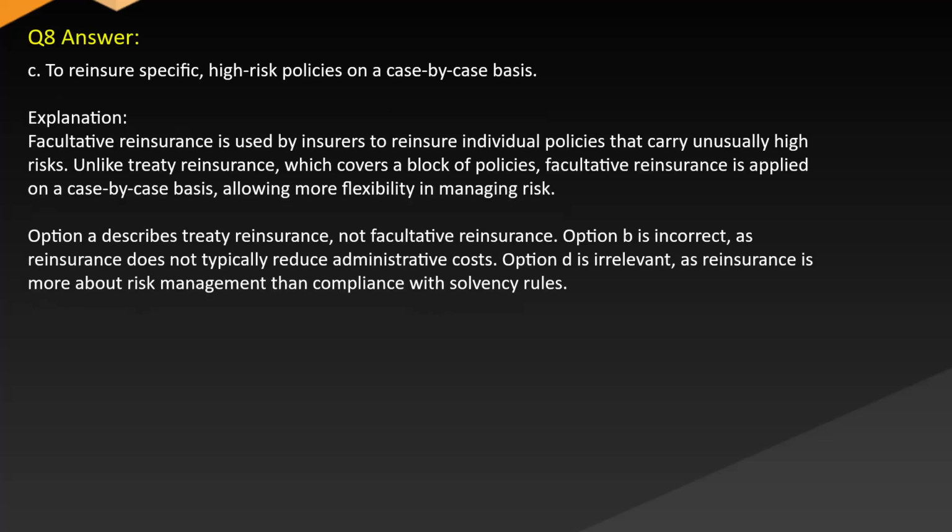Answer: C. To reinsure specific high-risk policies on a case-by-case basis. Explanation: Facultative reinsurance is used by insurers to reinsure individual policies that carry unusually high risks.